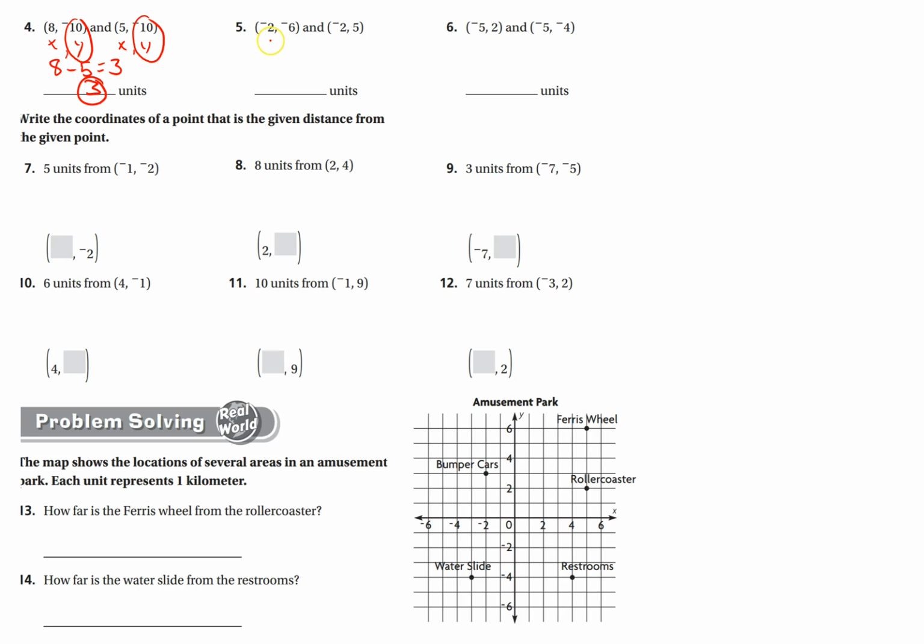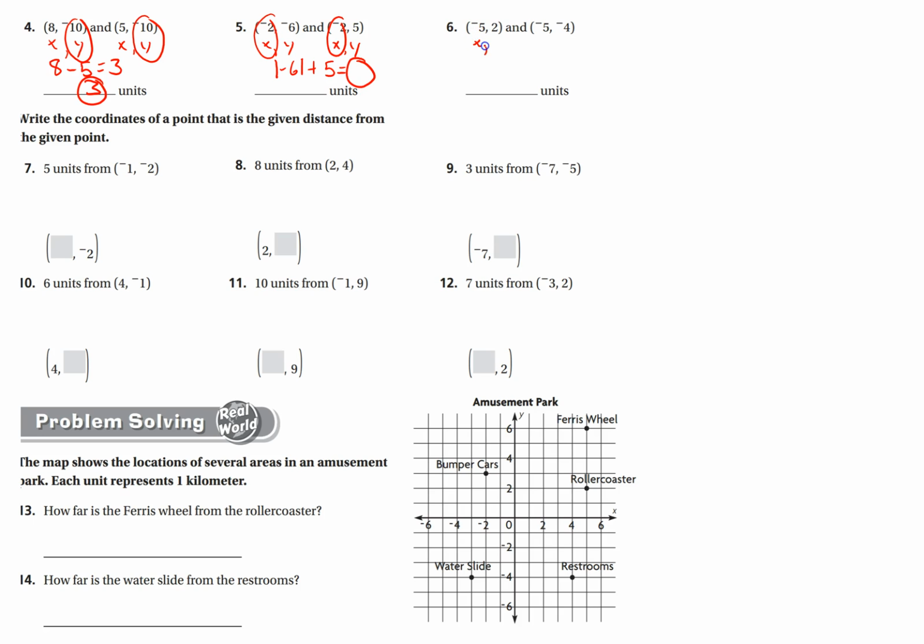Okay, number 5, we have x and y, x and y. Our x values are the ones that are the same. Our y values are opposite. One's negative, one's positive, so we add the absolute values. The absolute value of 6 plus 5, and that's going to give our total units. That's going to be our answer. So the absolute value of 6 is 6 plus 5, 11 units away from each other.